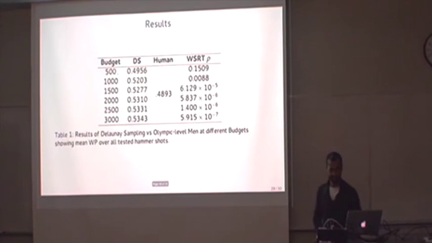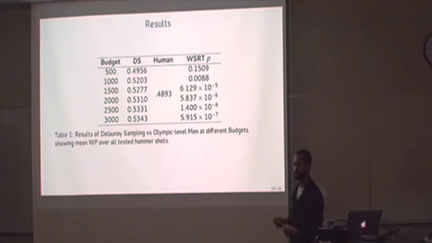Got it. Okay. So we have results where we experimented against humans. We gave Delaunay sampling a set of budgets, and then we found the average performance of Delaunay sampling over a set of states from the Olympic Games. We optimize using the win percentage because we feel that more reflects how humans try to optimize their performance. And we found that we do tend to beat humans. With all the budgets that we use, it performed better than humans. Statistically significant: these are all the statistical p-values we got from the Wilcoxon signed-rank test. And beyond 1,000, we get good significance.